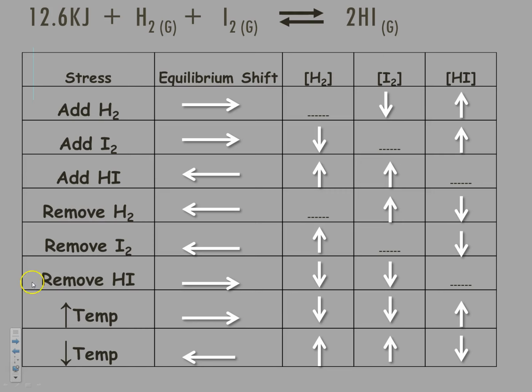If it's going to the right, we're using up H2 and I2, and we're creating HI. Temperature going down, we're removing heat. It's going to try and fight us by creating new heat, and so it's going to shift here to the left to create this new heat. And if we're going left, we're going to get more H2 and I2, and we're going to be using up the HI.